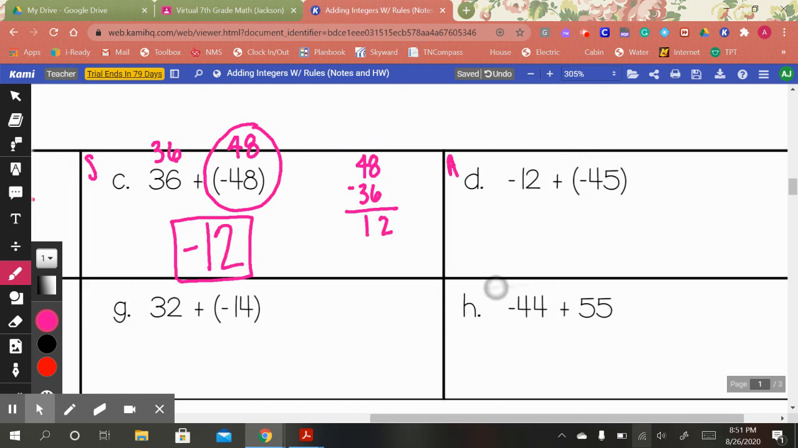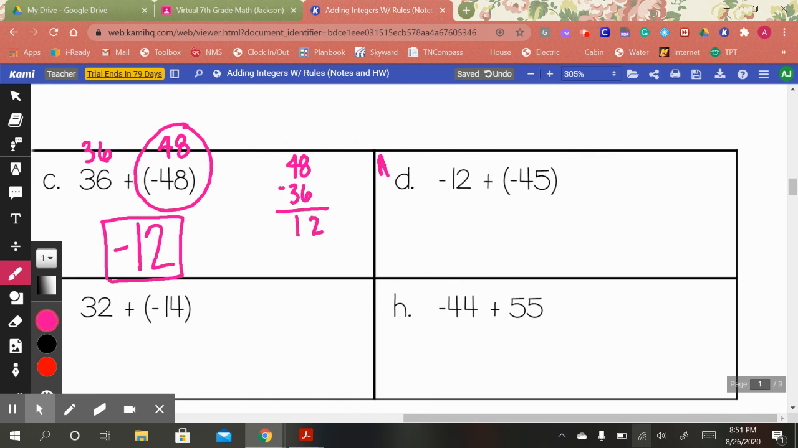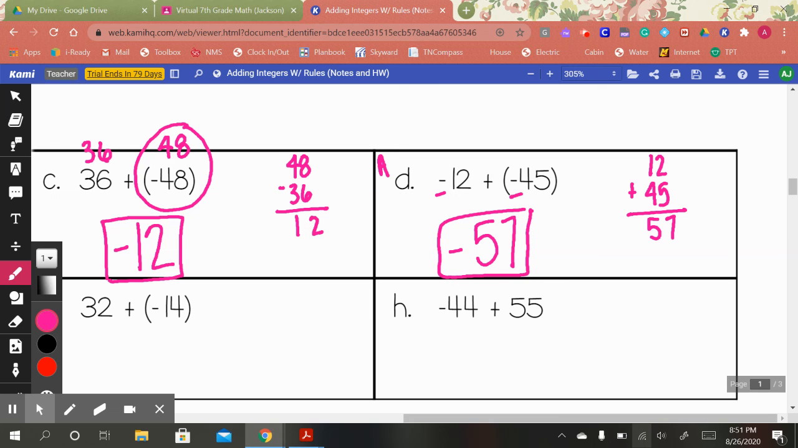All right. And example D. We have negative 12 plus negative 45. And same signs we add. And we keep the same sign. 5 plus 2 is 7. And 4 plus 1 is 5. So I have 57. And again, we keep the same sign. Both of these are negative. So my answer will be negative 57.